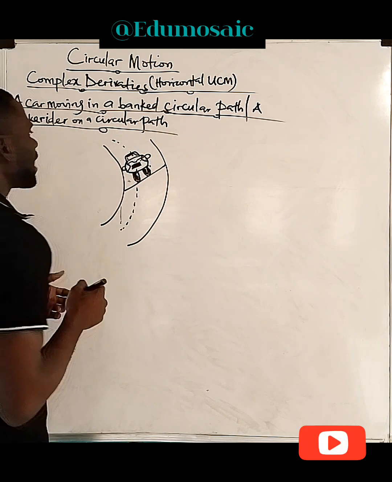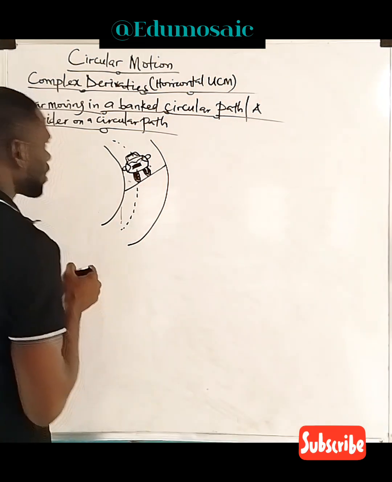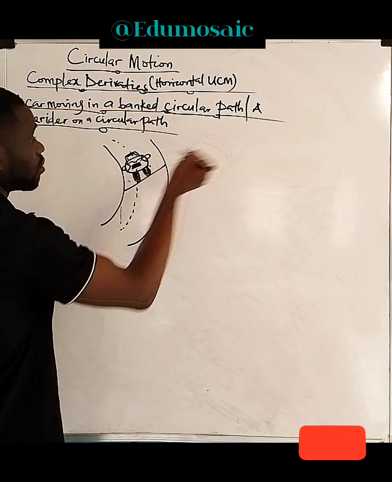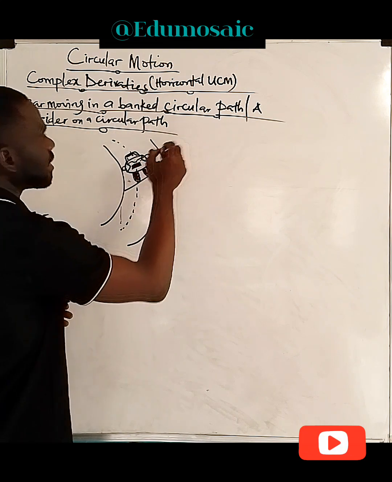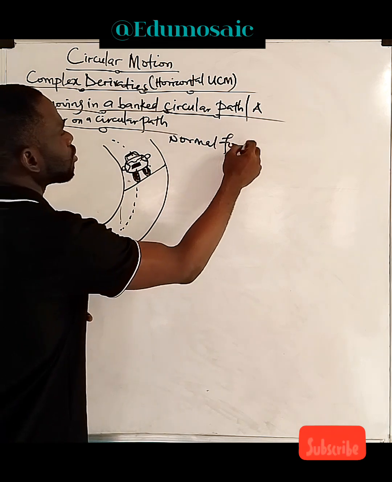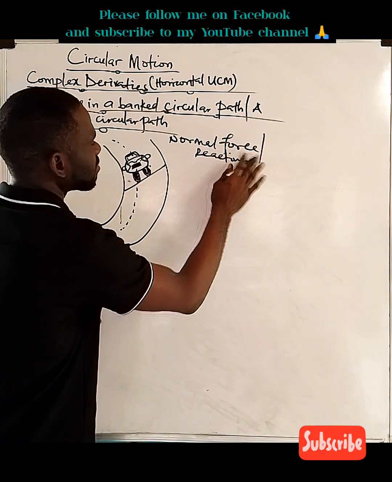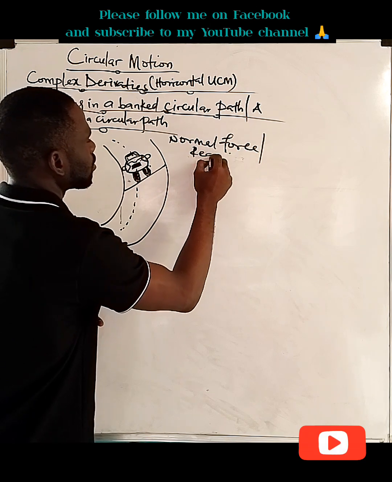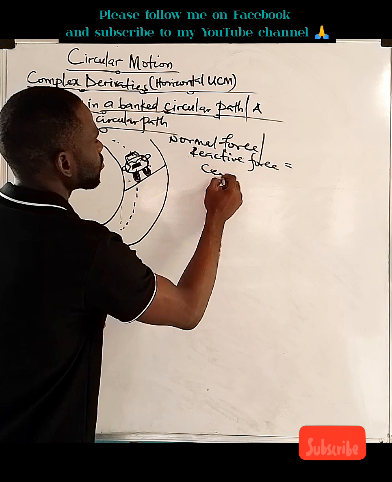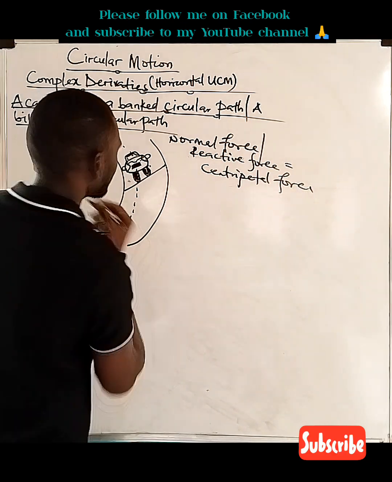So now, how do we explain this? Friction is not what really helps us attain centripetal force here. What helps us get the centripetal force that keeps this whole thing in motion is the normal force, or reactive force. The normal force, or reactive force, is equal to the centripetal force.